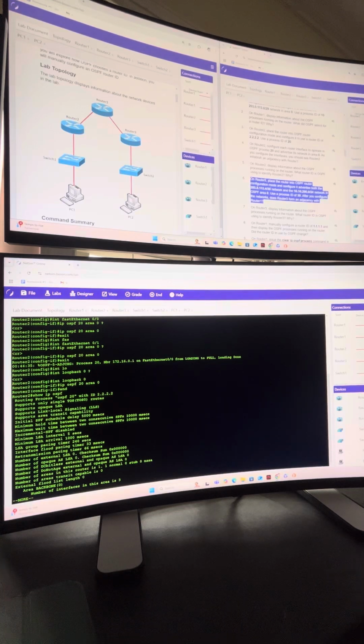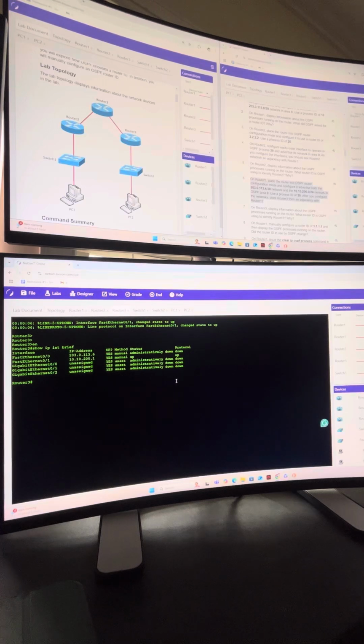It says on router 3, place the router into OSPF router configuration mode and configure it to advertise both the 203.0.113.4/30 network and the 10.10.200.0/24 network in OSPF area 0. Use a process ID of 30. After you configure the networks, does router 3 form an adjacency with router 1? All right, so let's go to router 3 first.